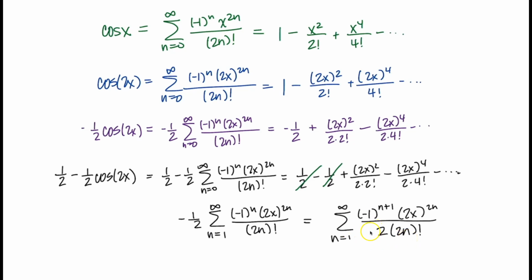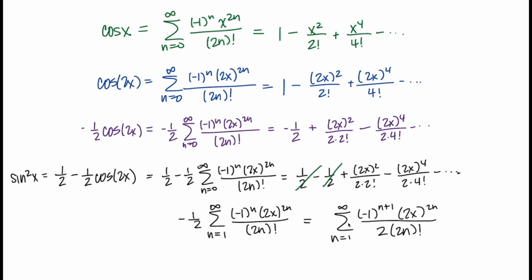And so this is equal to 1/2 minus 1/2 cosine 2x, which is sine squared x. So this is my Taylor series representation. Ultimately, we'll come back here and put it in for sine squared x. But for what x values?